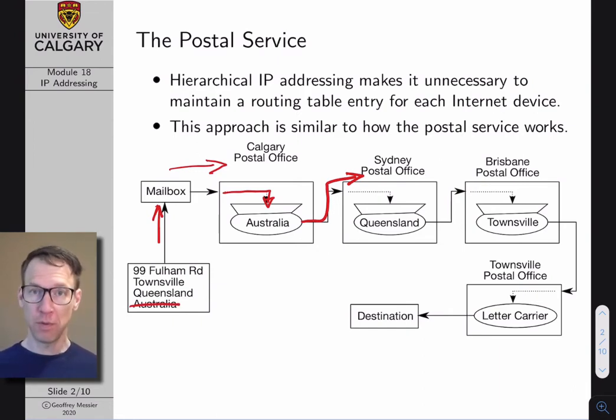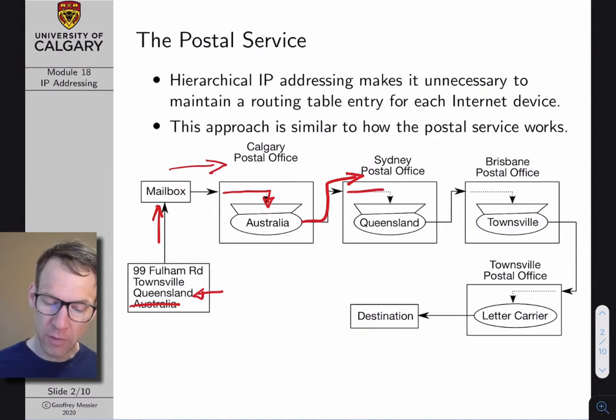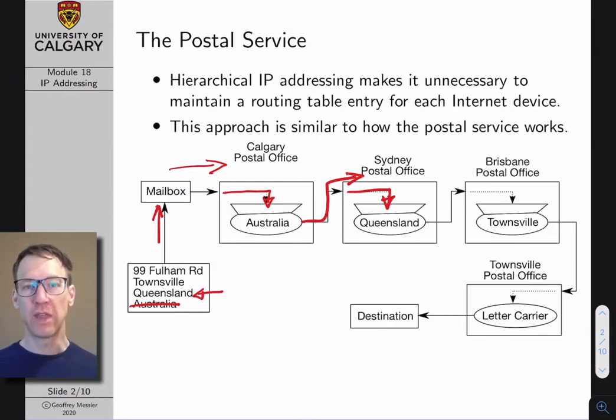Now, is this the place where we finally meet somebody who knows that there's a road called Fulham Road and a town called Townsville? Not necessarily. So the letter sorter in Sydney really just has to look at the next level of the address, and that's the province. The letter sorting staff person can see that this letter is bound for the province of Queensland, and as a result it is dropped in the big bag that leaves the Sydney post office on its way to Brisbane, which is the capital of Queensland.